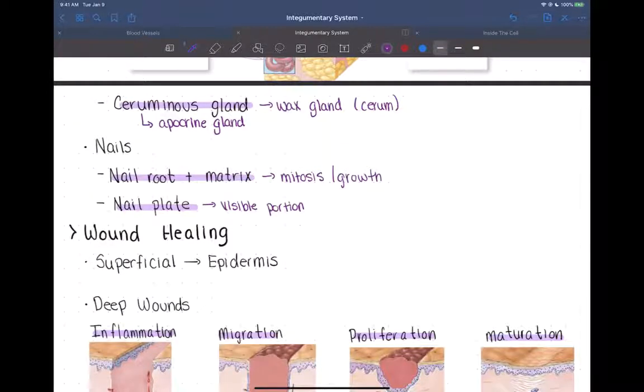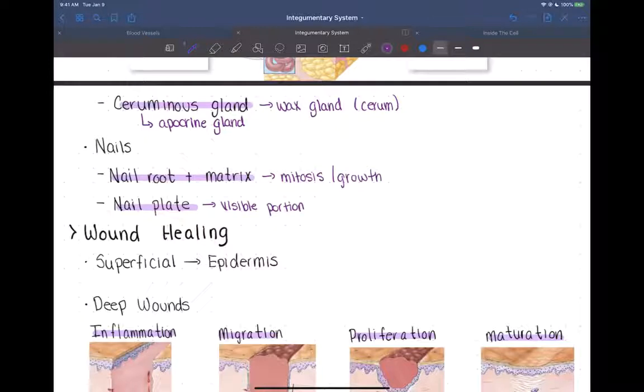Okay, and so nails are made of the same protein found in hairs. They're both made of keratin. They're just slightly different types of keratin. So one is more flexible with hair. The keratin used for nails is obviously much more rigid, making the nails really hard. But they're both made of keratin. Okay? All right. So now let's talk about wound healing.